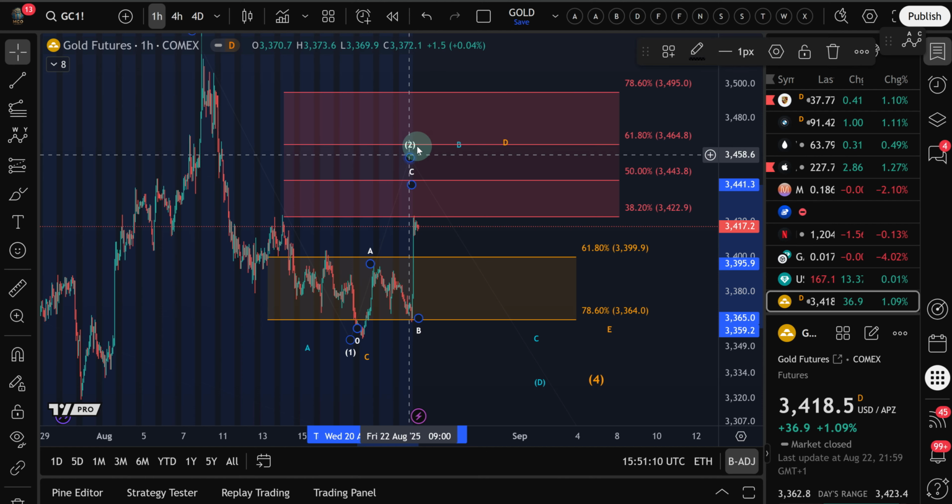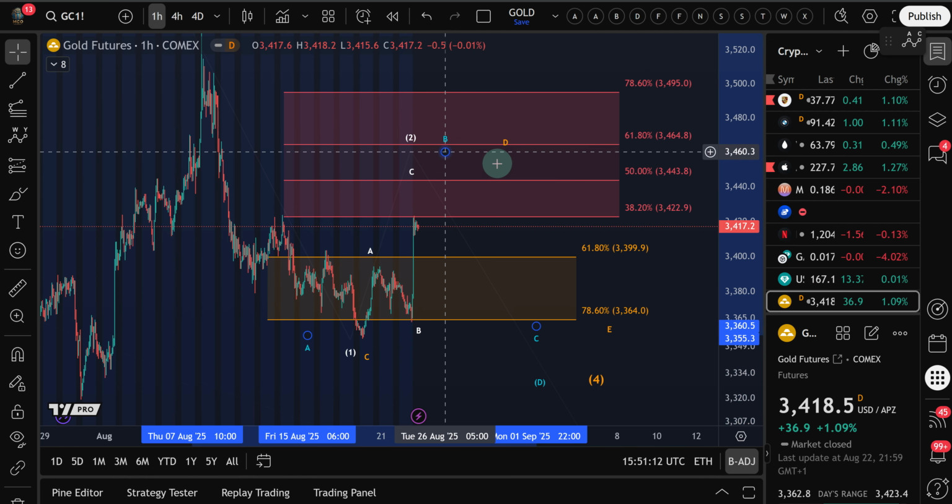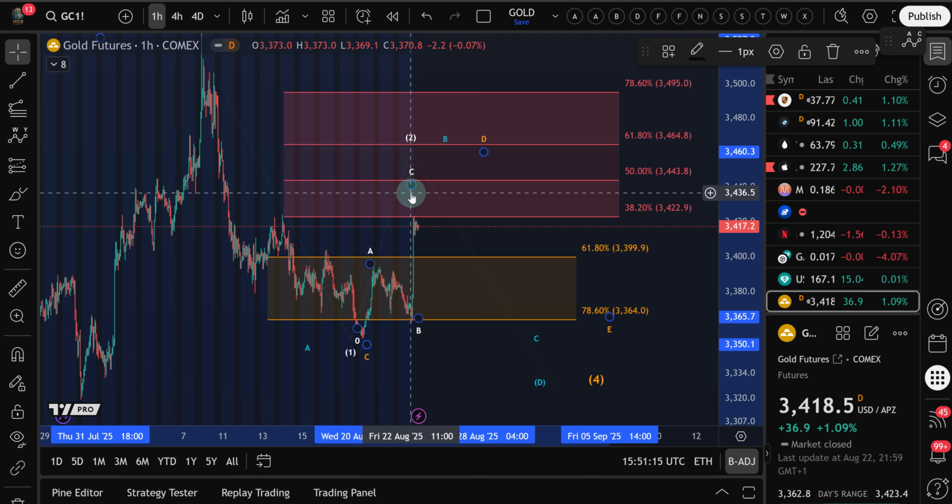If we get 5 waves, then this is likely not a corrective bounce. We might take a more direct route. So we'll keep you updated about that.